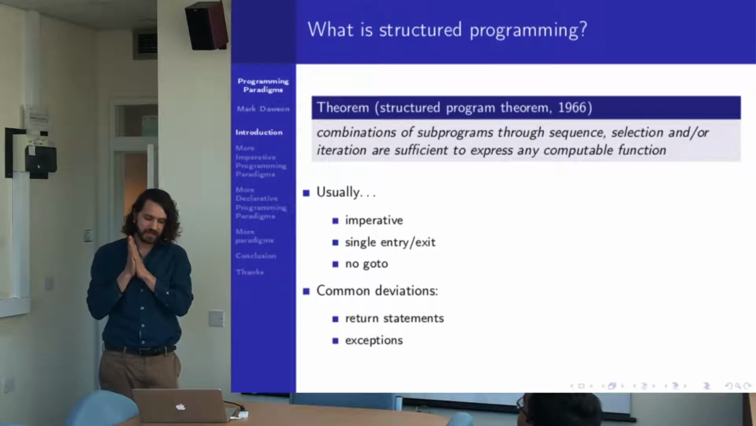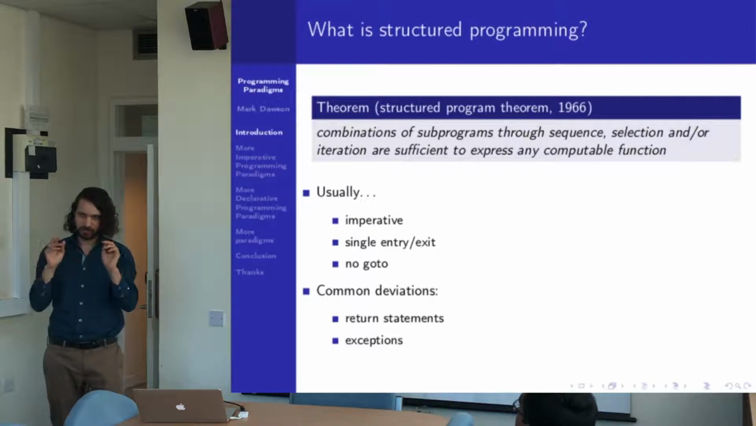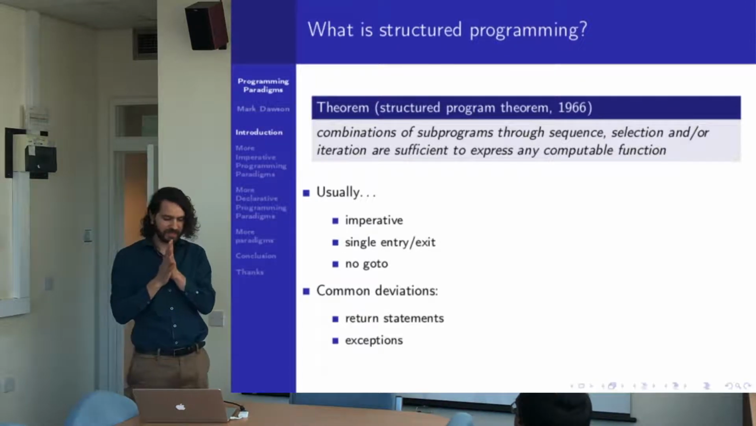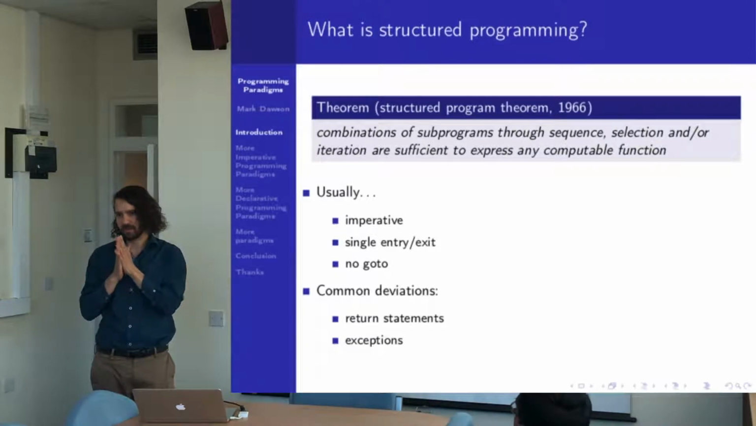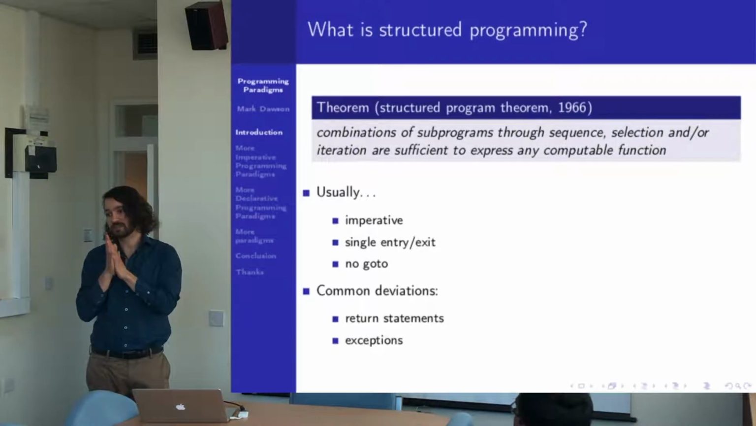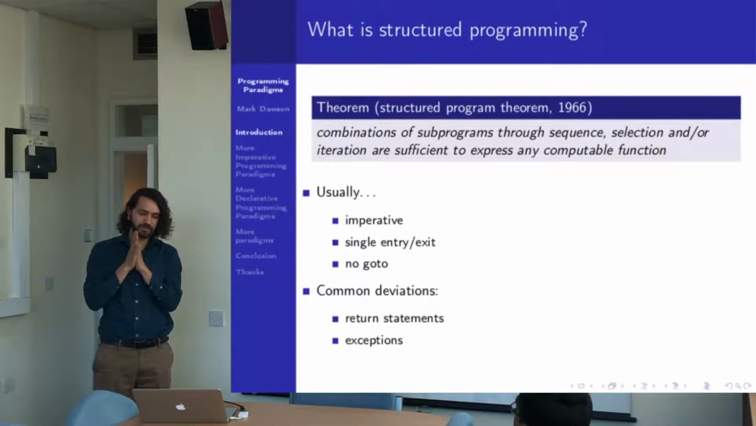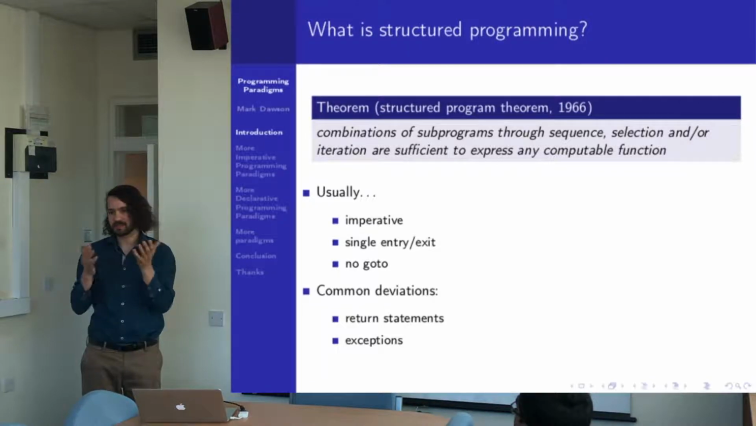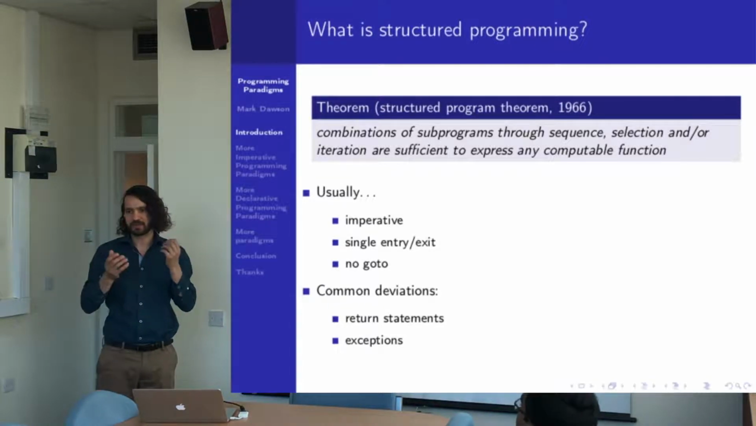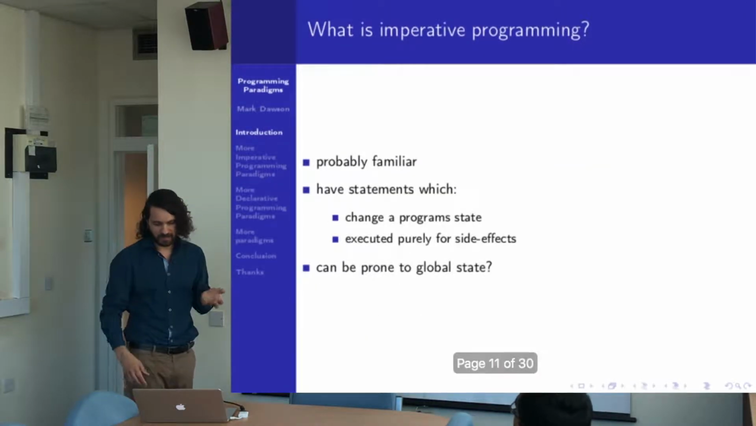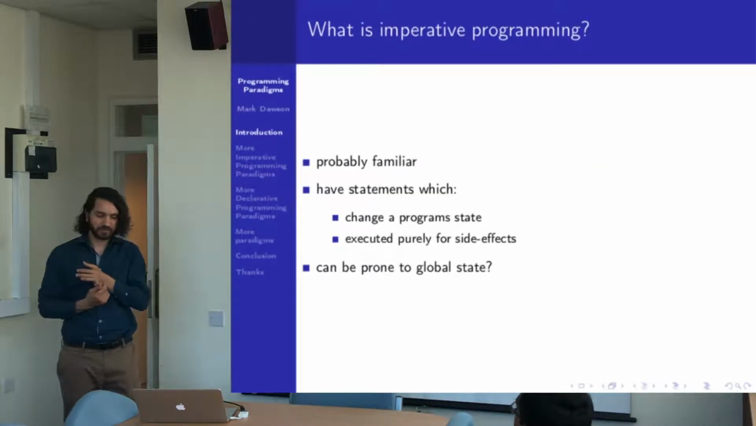Structured programming these days usually isn't used as true structured. We use some fairly common deviations. We usually use return statements that can return from the middle of the function, which technically is a deviation from a structured program, and we use exceptions, which for the same reason you throw in the middle. So the structured imperative is probably the one that we're most familiar with.